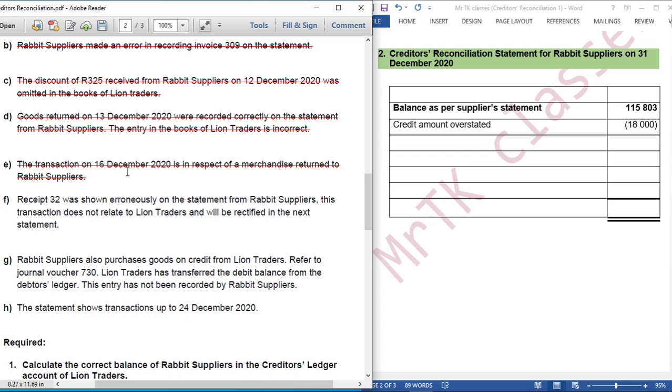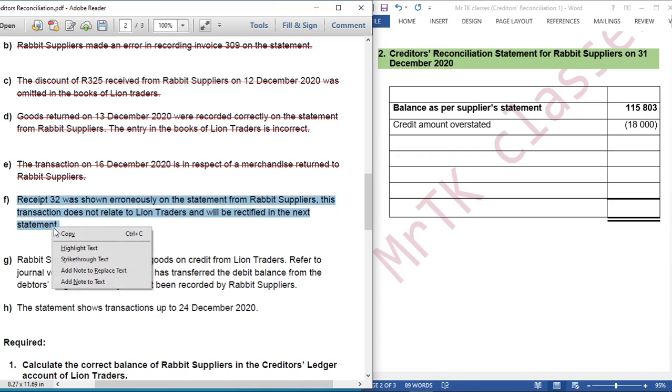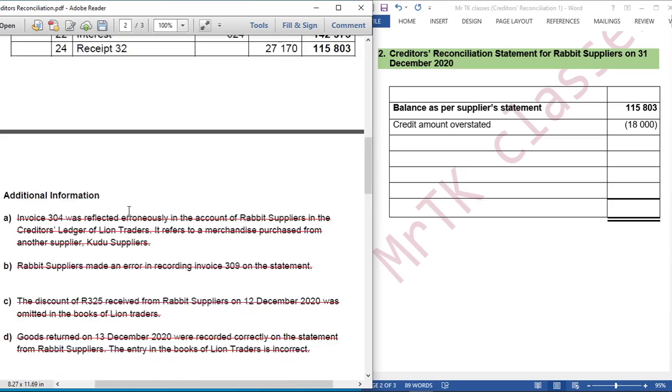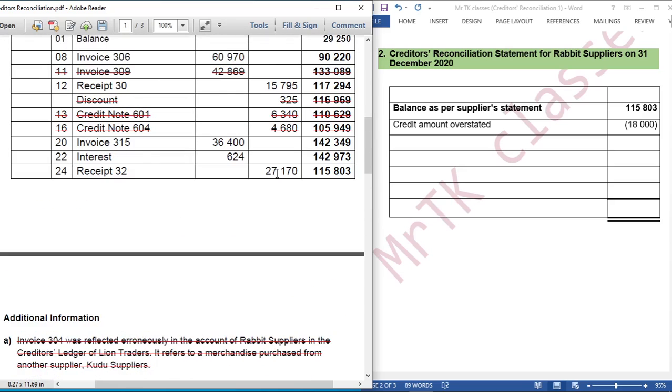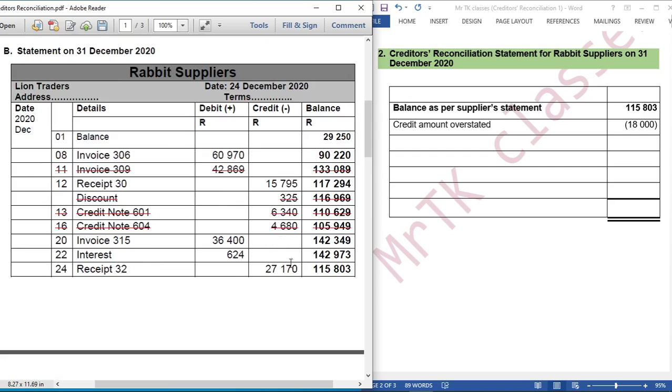Receipt 32 was shown erroneously on the statement from Rabbit suppliers. This transaction does not relate to Lion traders and will be rectified in the next statement. So, receipt 32 does not relate to Lion traders. Since it does not relate to Lion traders, it was not supposed to be here. So we should remove it.